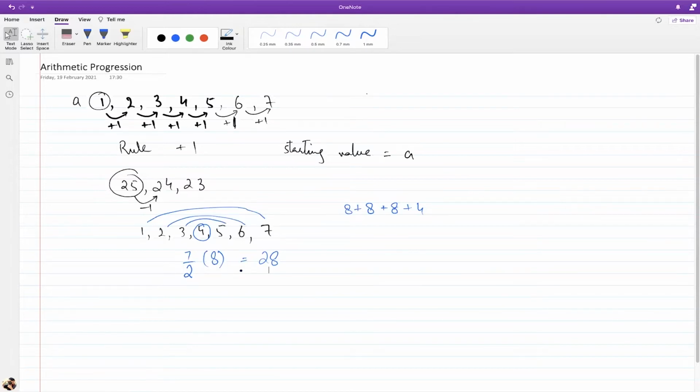How are we doing this? So what is 8? 8 is basically the first term plus the last term. And 7 is the number of terms that we are looking for, and half of that is how many pairs we have. And there you go. That is how you add all the numbers in an arithmetic progression. What's an arithmetic progression? When the rule is that you either add or subtract to get the next term.